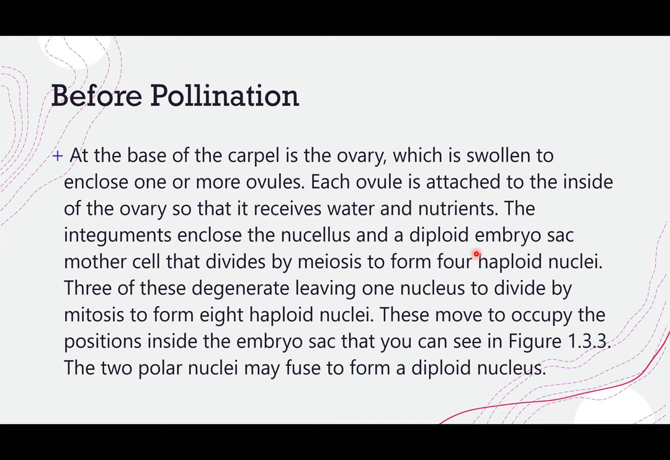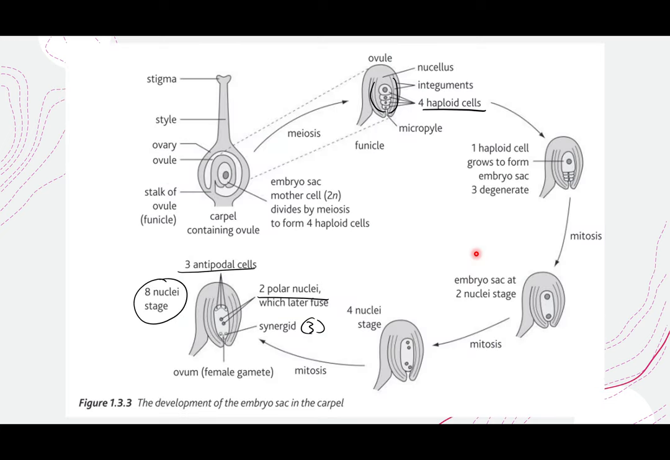what we call the mother cell, that divides by meiosis to form 4 haploid nuclei. We're going to look at how this works, but first we describe what's happening, and then we go to the diagrams. So we have this ovary at the base that encloses the nucellus and diploid mother cell by what we call the integuments. Within this mother cell, we have the division by meiosis to produce 4 haploid nuclei. 3 of these degenerate, leaving 1 nucleus to divide by mitosis, and it will form 4 haploid nuclei. These now move to occupy positions inside the embryo sac that we can see in this diagram.